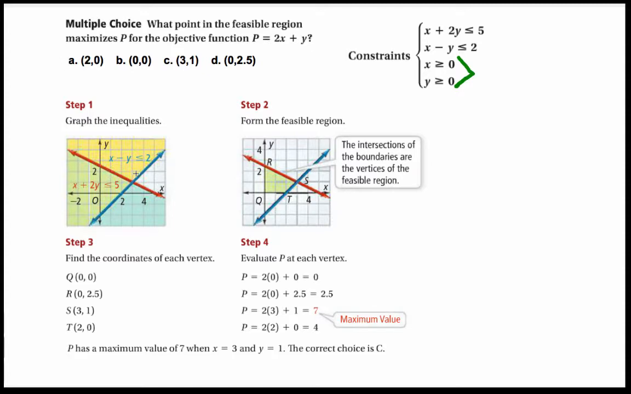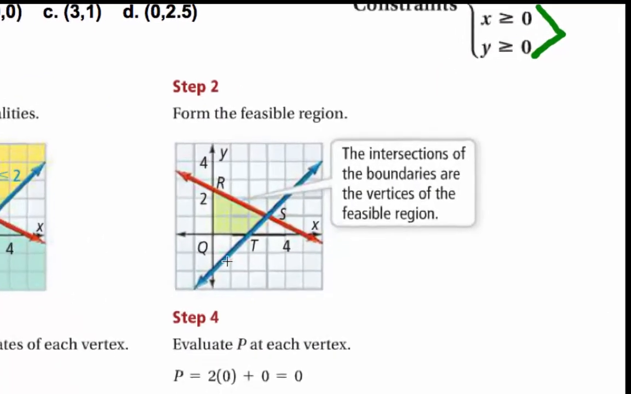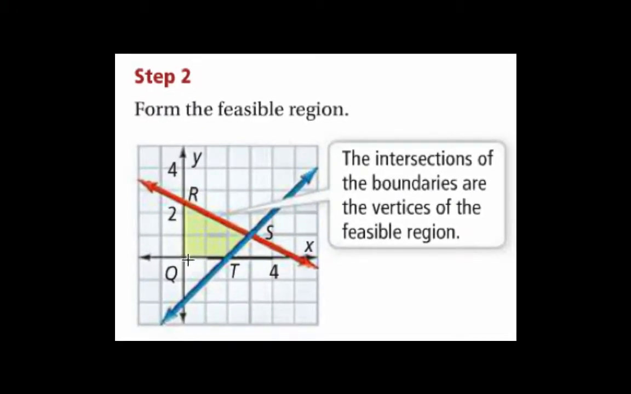So here we graph our inequalities. This first graph has all of our inequalities on it with all the shading and everything going on. This second graph is just a graph that illustrates our feasible region, okay? So this red line is our x plus 2y less than or equal to 5, and the shading is below. Our blue line was x minus y less than or equal to 2, and we shaded above that line.